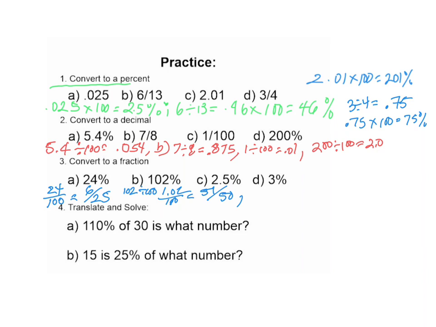C is 2.5% divided by 100, and that equals 0.025, which if you plug that into your calculator in the math button function, you get 1 over 40. D is 3 divided by 100, which is 0.03. And remember, it's out of 100, so it's 3 out of 100.